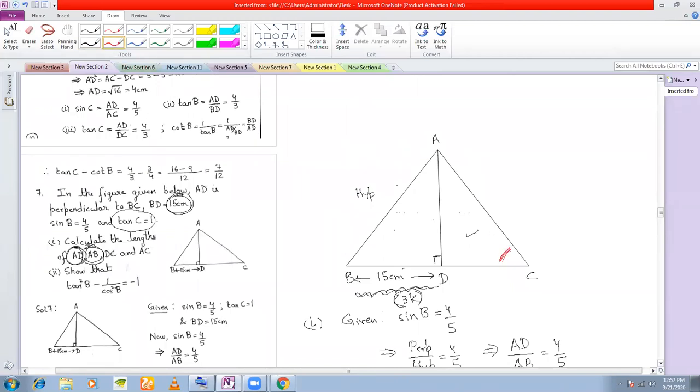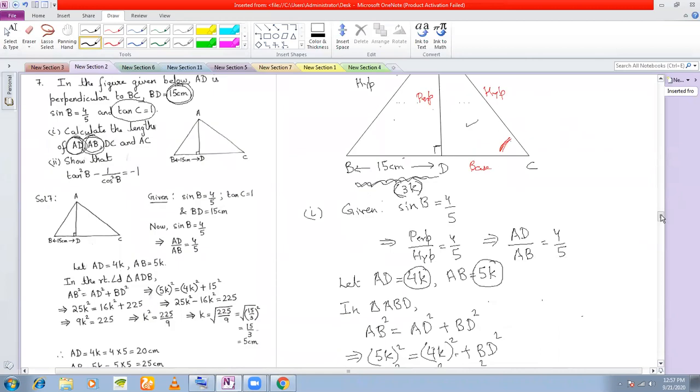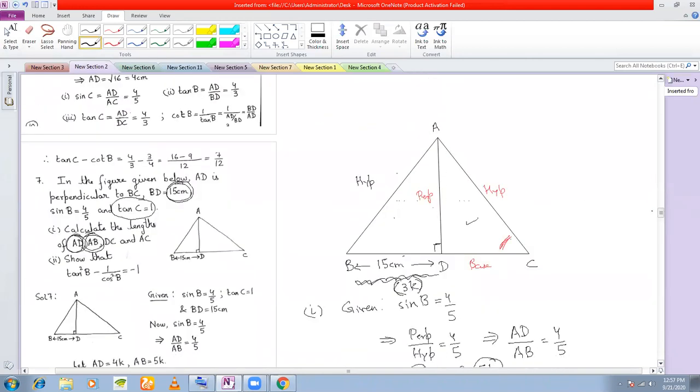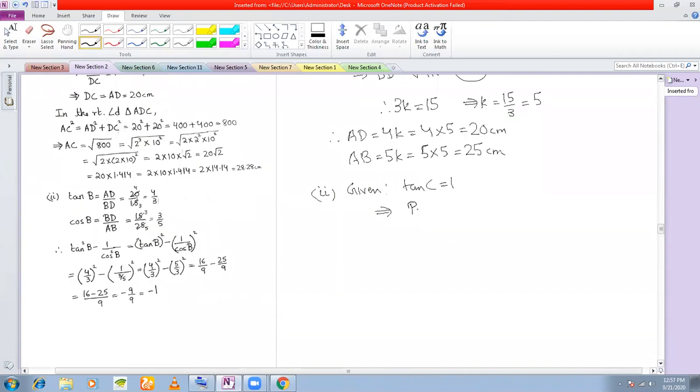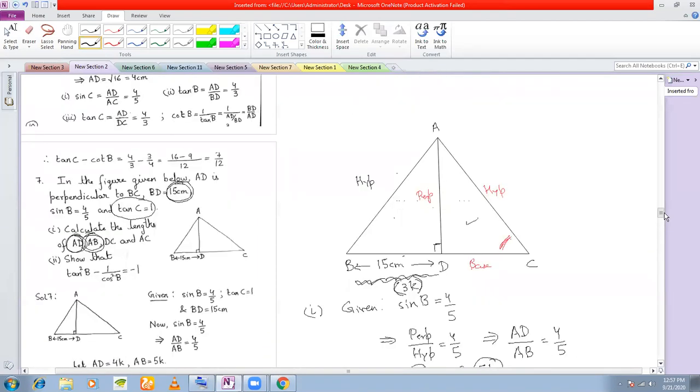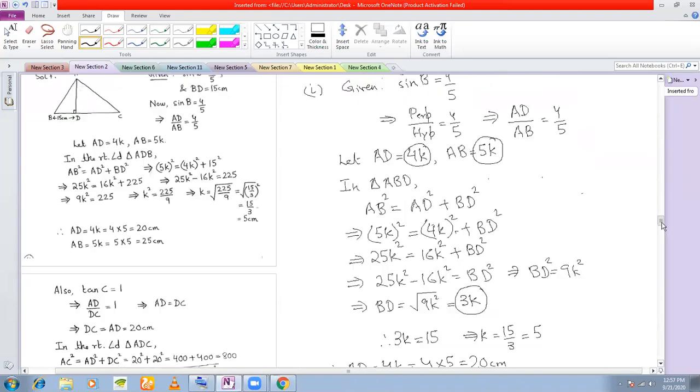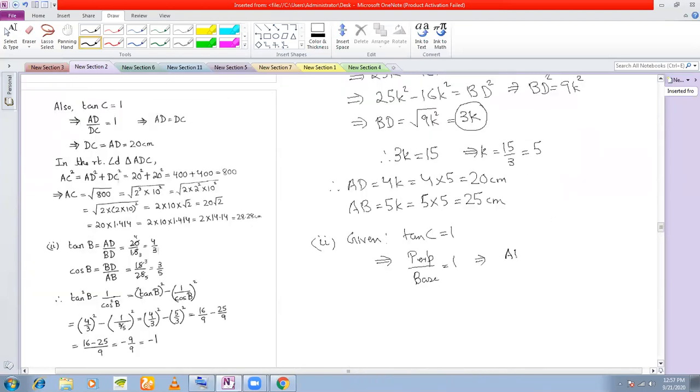Which one becomes my perpendicular? This becomes my perpendicular, AD. This my base. And this remains my hypotenuse. So what is tan C? Tan C is perpendicular by base. So tan C, that means perpendicular by base, is equal to 1. In this right angle triangle, the perpendicular is AD and the base is DC. So AD by DC is equal to 1, which means that AD must be equal to DC.